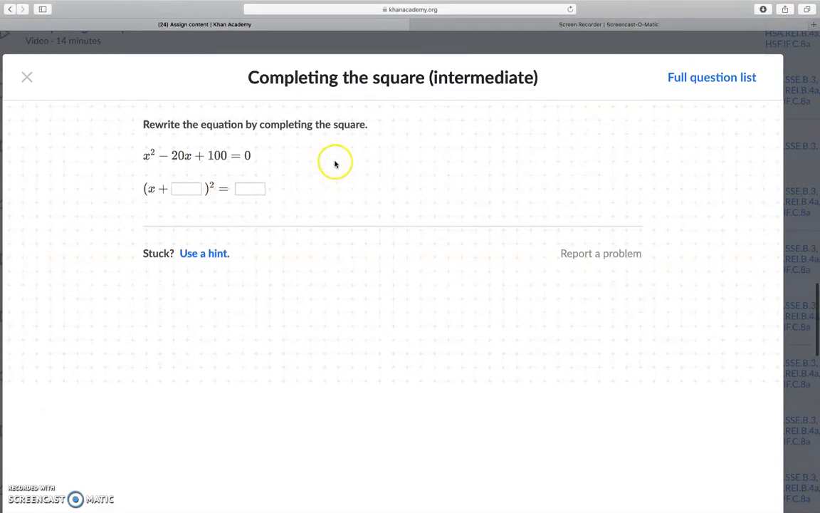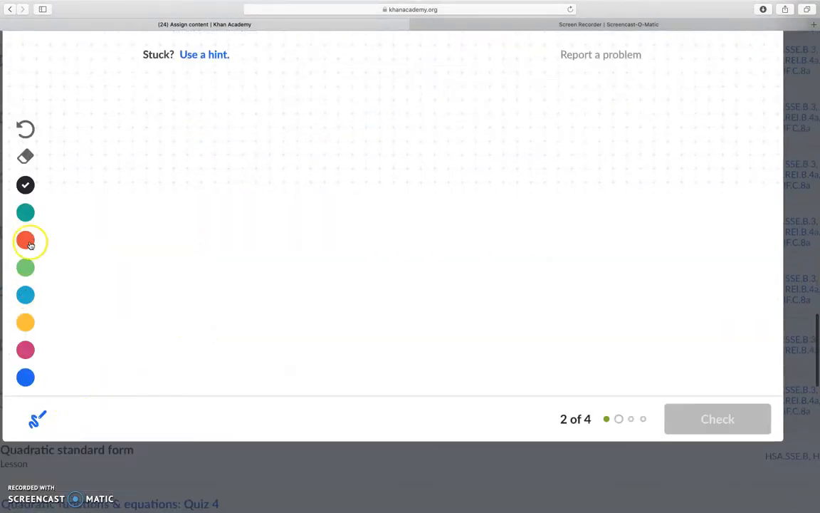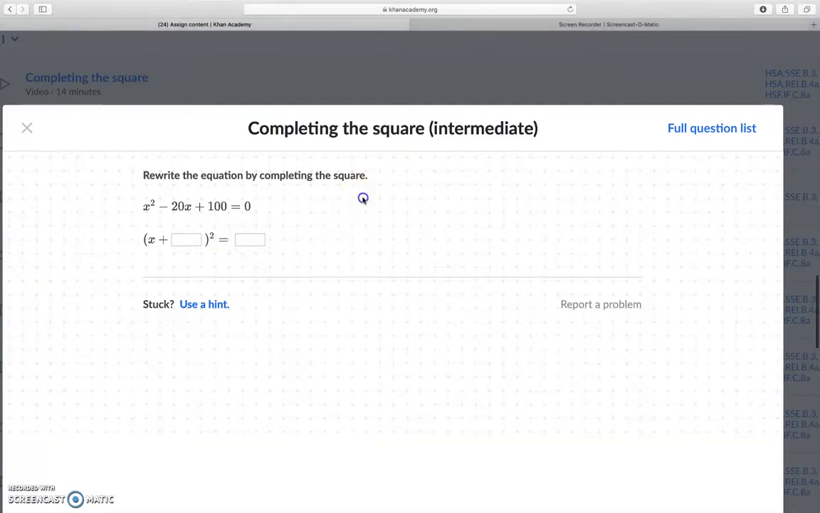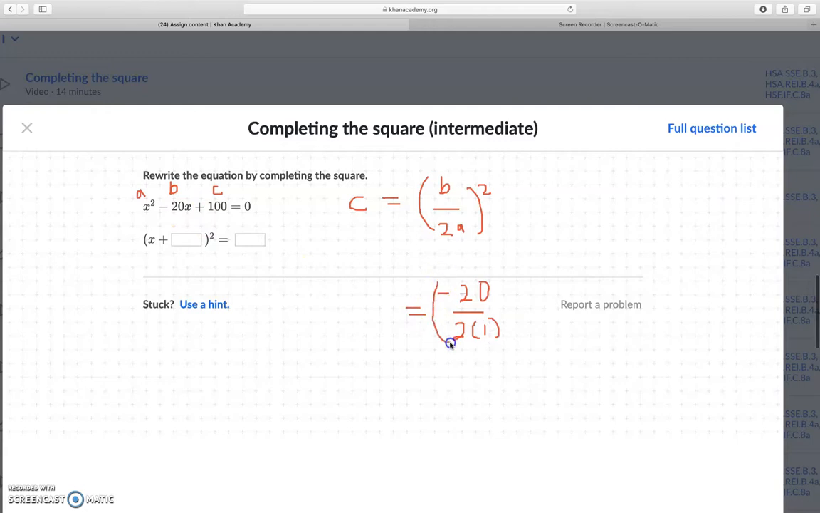Okay, now if I were to, again, complete the square, I know I have to take, it's always the same formula, b over 2a to the power of 2. A is 1, b is negative 20, and c is 100. Let's see if we get 100 again this time. B is negative 20, so we put that on the numerator. We're going to divide it by 2 times a, which is 1. 2 times 1 is just 2.